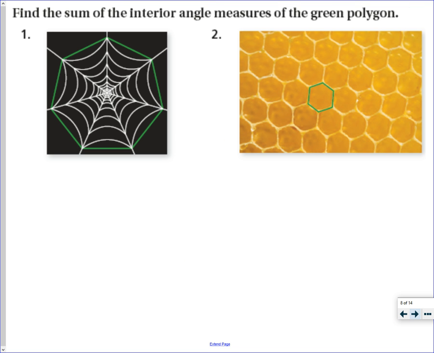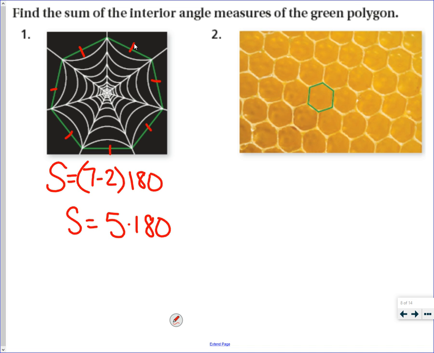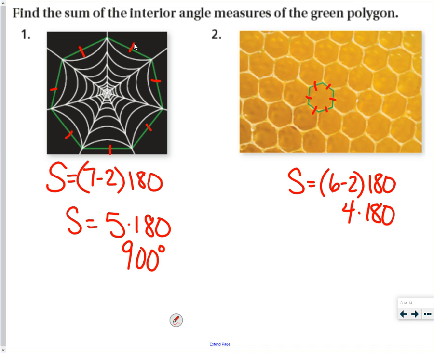Okay, in number 1, I want to know the sum of all of those angles, and this is a 1, 2, 3, 4, 5, 6, 7-sided shape. 7 is a heptagon, remember? So here is my formula. Typically, I don't even start with this. I usually just do the 7 minus 2 in my head. If there are 7 sides, there are going to be 5 triangles, and each triangle has 180 degrees. This is 900 degrees. In number 2, this is a hexagon, right? 1, 2, 3, 4, 5, 6 sides. So 6 minus 2 times 180, and that's going to be 720 degrees.